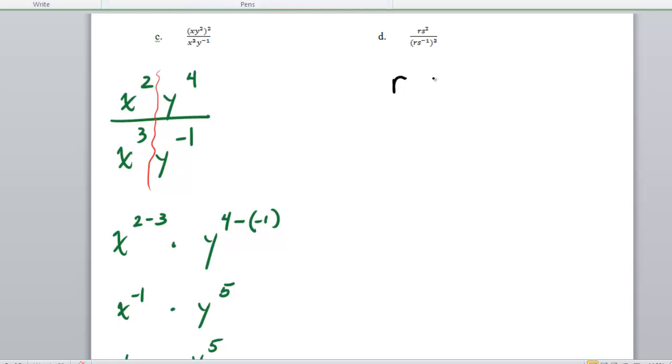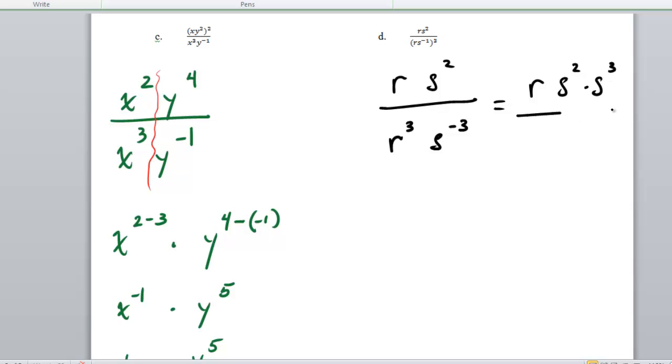So I've got r times s squared, and then I have a power of a power, so now I have r to the 3rd power and s to the negative 3. Now if you really want to look at this, I could maybe look at this in a different way. I could say that this is times s squared, and if I want to change this negative 3 to a positive, I could either do 2 minus a negative 3, or I could just simply move this up and make that a positive on the top side. Now, keep in mind this is r to the 1st power.